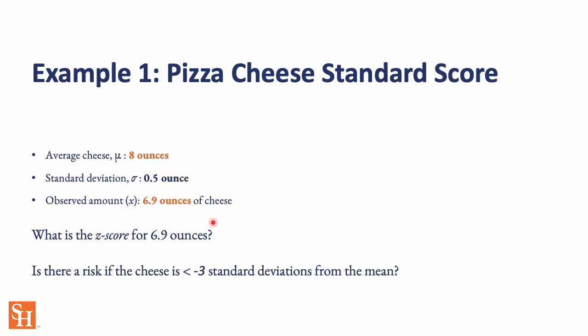Now the question is, what is the Z-score associated with that, and whether the amount of cheese they are using for making this pizza is below 3 standard deviations. What does that mean? We have seen earlier that 99.7% of observations should fall within the 3 standard deviation range, and if the amount of cheese they are using falls below 3 standard deviations, that means they are basically using less cheese for making more profit, right?